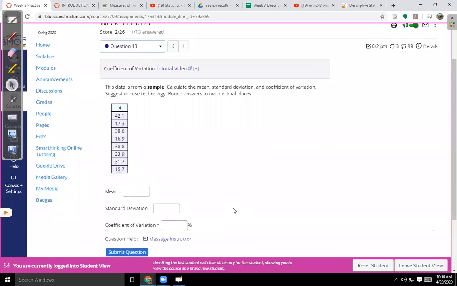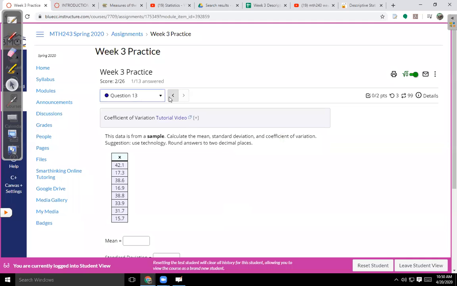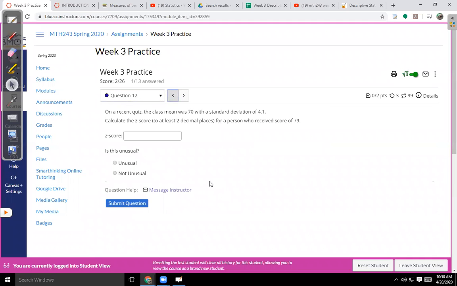Coefficient of variation. I got a video about that there. Z-scores, is this unusual or not? Okay, so I haven't talked about Z-scores yet. It is in the book, it is in the reading, it is in the other videos. So a Z-score, so we'll do problem number 12 here.